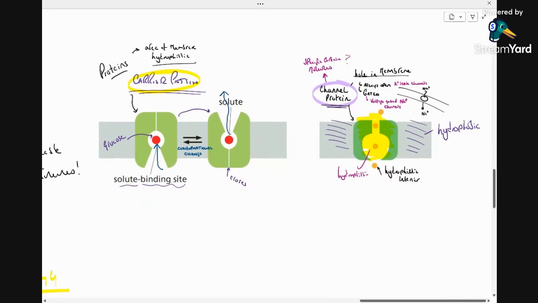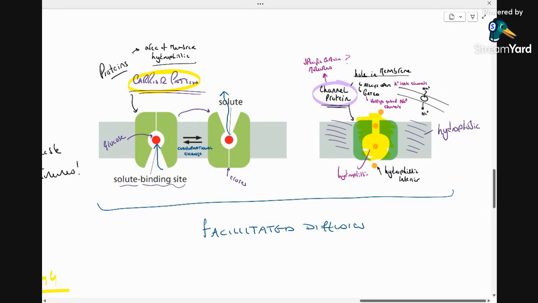It is really important to point out that with both of these ways, we don't need energy, but we do need a facilitator, right? The facilitator here being some kind of protein, either a carrier or a channel, embedded within the membrane to create a region of hydrophilicness that allows passage of whatever specific solute it's specific for. This is therefore facilitated diffusion, right?